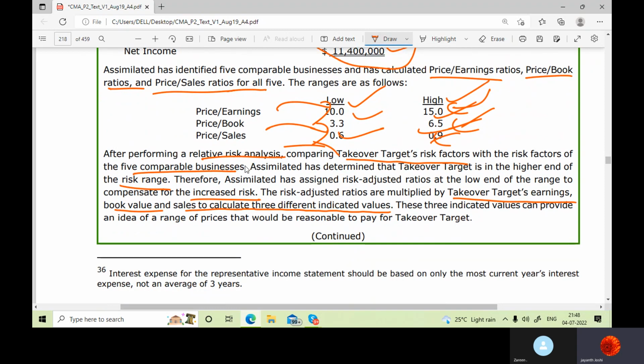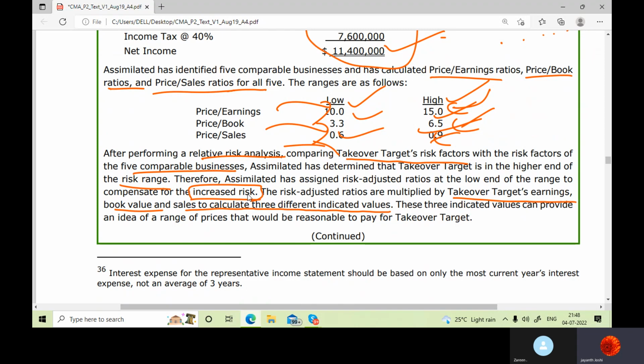After performing the relative risk analysis, comparing the takeover target's risk factors with the risk factors of 5 public companies, they found that the takeover target is at the higher end of the risk range. Therefore, Assimilated has assigned risk-adjusted ratios at the low end of the range to compensate for the increased risk. Actually, the takeover target is a high-risk business, so they don't want to pay a higher price for it. Are you understanding? Yes, sir.